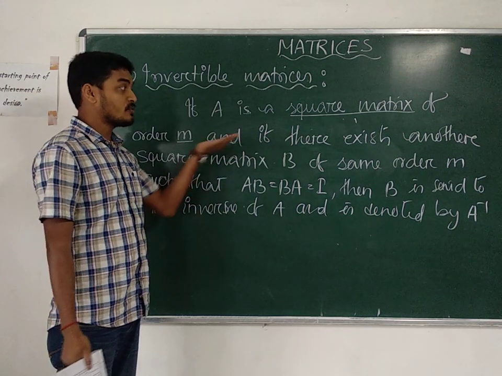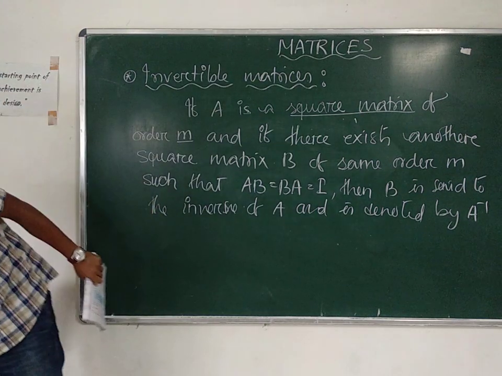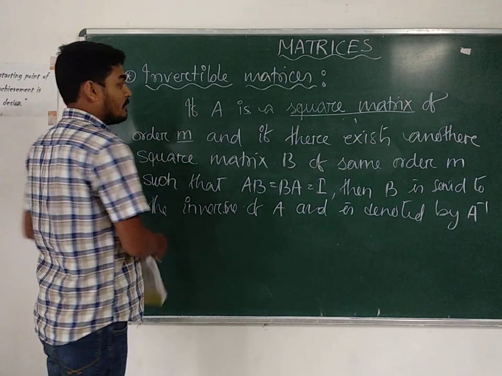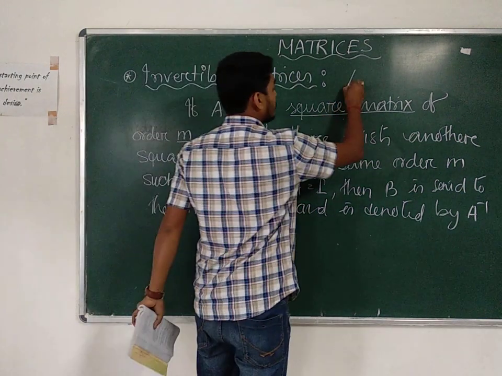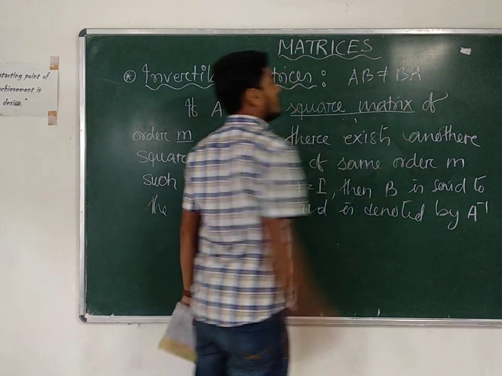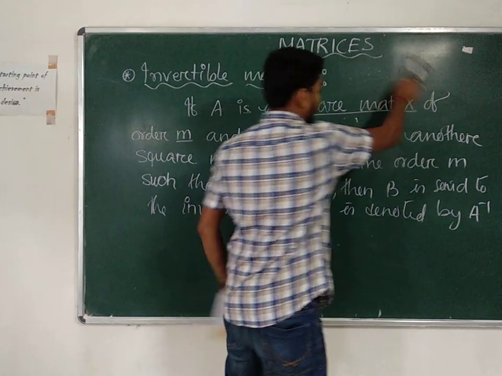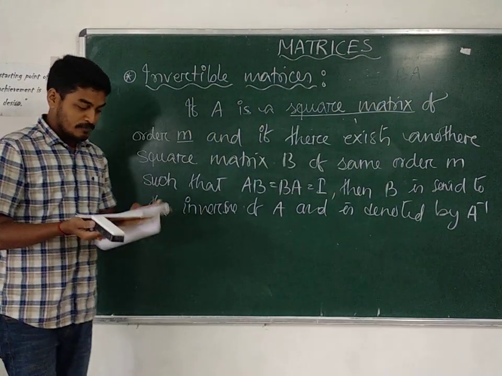Obviously, only a square matrix has an inverse, and the matrices should be of the same order. A rectangular matrix does not have an inverse because in the case of a rectangular matrix, AB is not equal to BA. Okay, I think you have got my point.